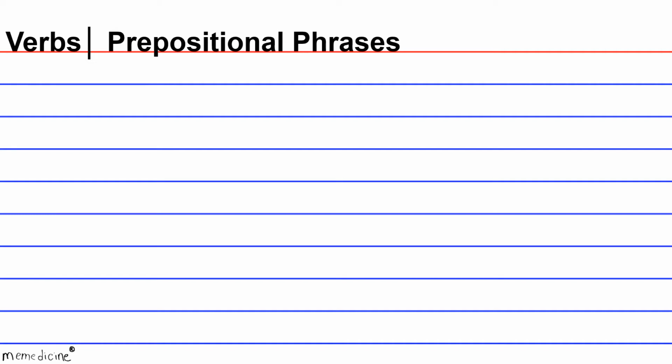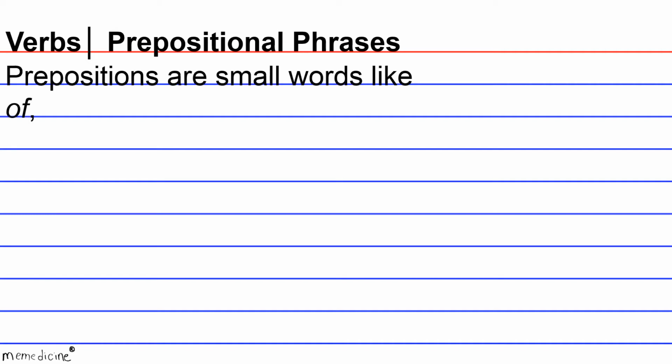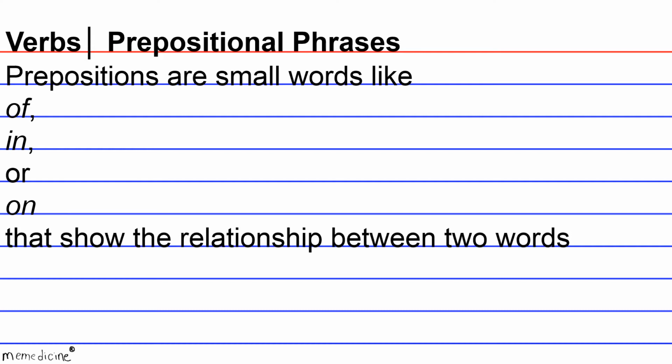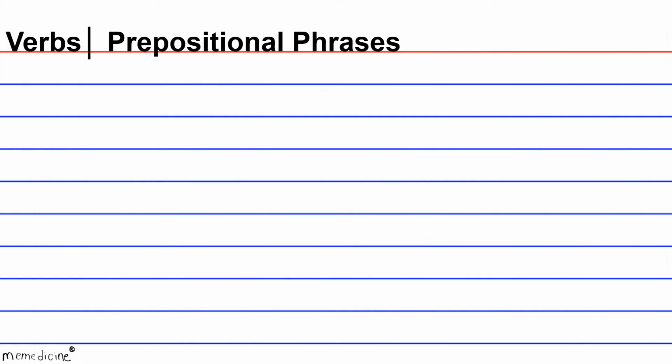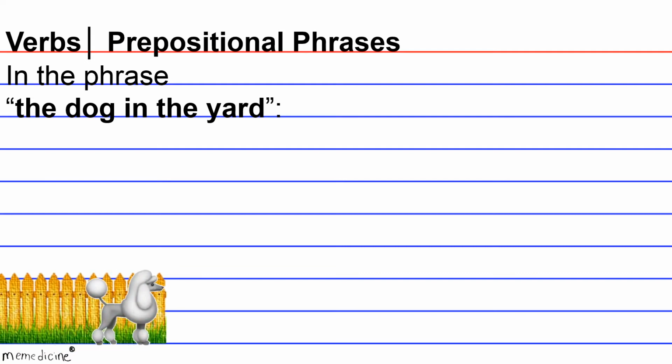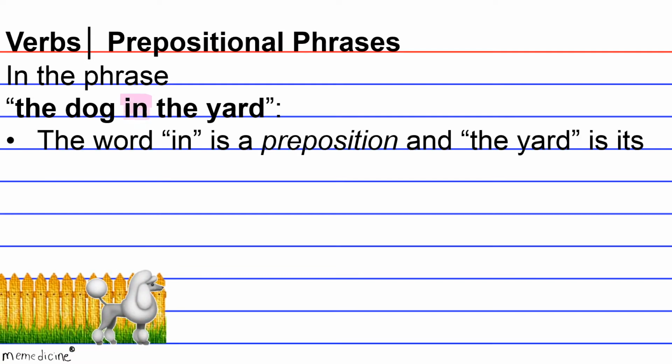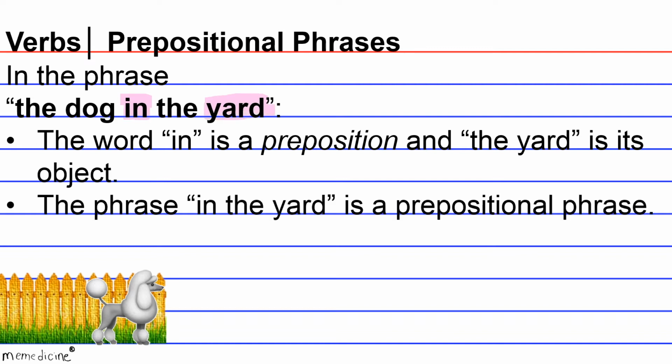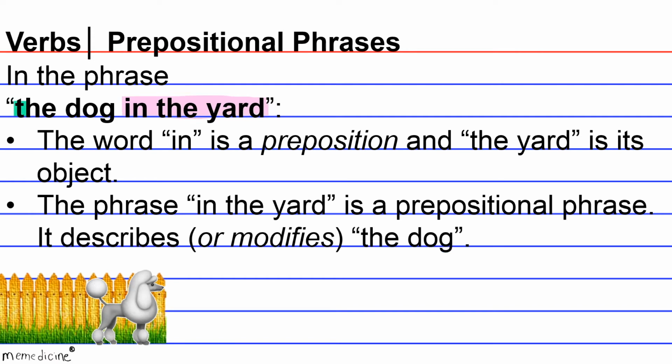Verbs. Prepositional phrases. Prepositions are small words like of, in, or on that show the relationship between two words, usually two nouns. In the phrase "the dog in the yard," the word in is a preposition, and the yard is its object. The phrase "in the yard" is a prepositional phrase. It describes or modifies the dog.